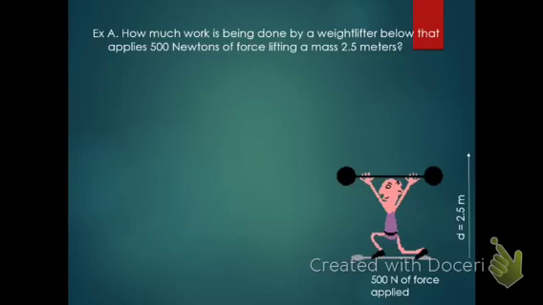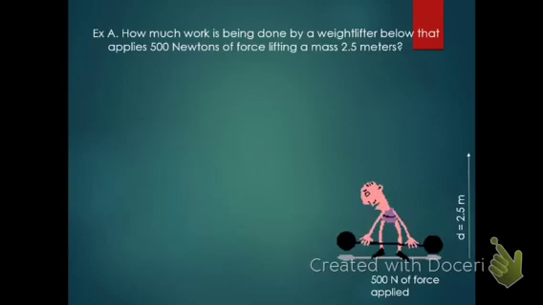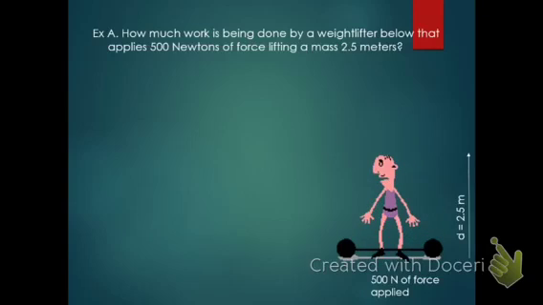How much work is being done by the weightlifter below that applies 500 newtons of force, lifting a mass 2.5 meters? So again, remember, work is equal to force times displacement, which is F times D. So your F is 500, your D is 2.5 meters. That's going to be equal to 1,250 joules.